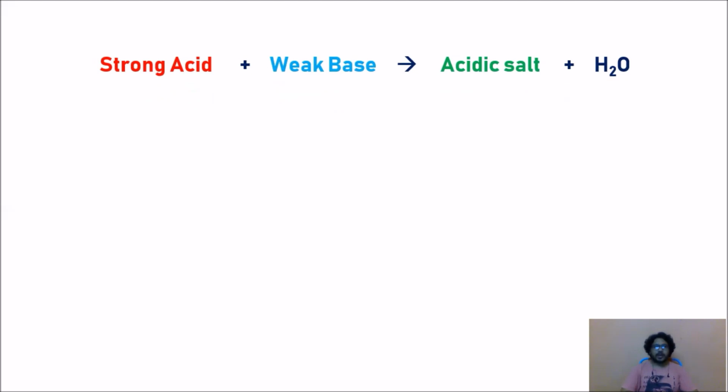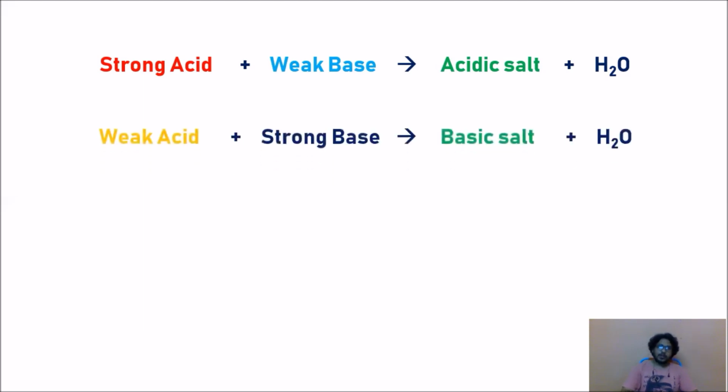First, when strong acid is reacting with weak base, we get acidic salt. Why? Strong acid means there will be more H plus ion concentration, and weak base means less OH minus ion concentration, isn't it? Here the dominating part is H plus ion. So we have more H plus ions, least number of OH minus ions, such that we will get acidic salt.